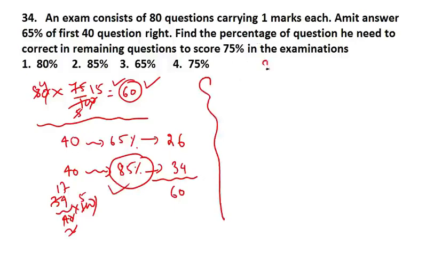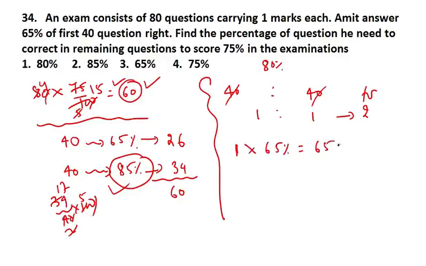Suppose there are 80 questions in total, and it is saying the first 40 questions, which means the remaining 40 questions. Now this will become 1:1. If there is one question, this is the total number of questions, total number of questions is 2 now. It is saying in the first part Amit answered 65% of the first 40 questions right. Means in the first part he got 65%.